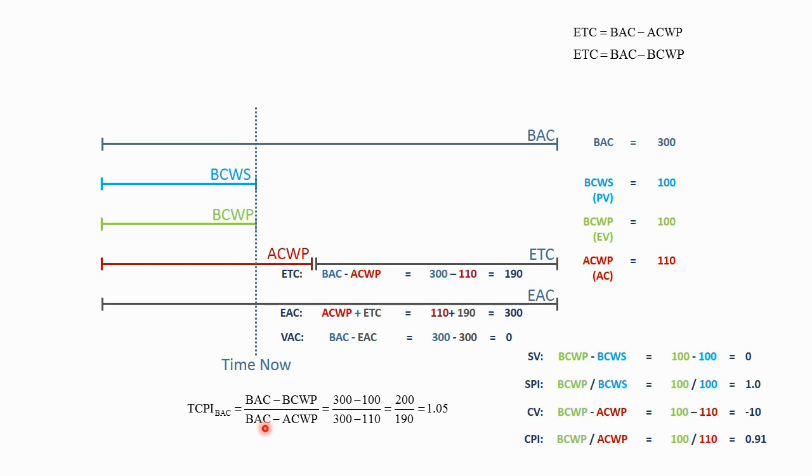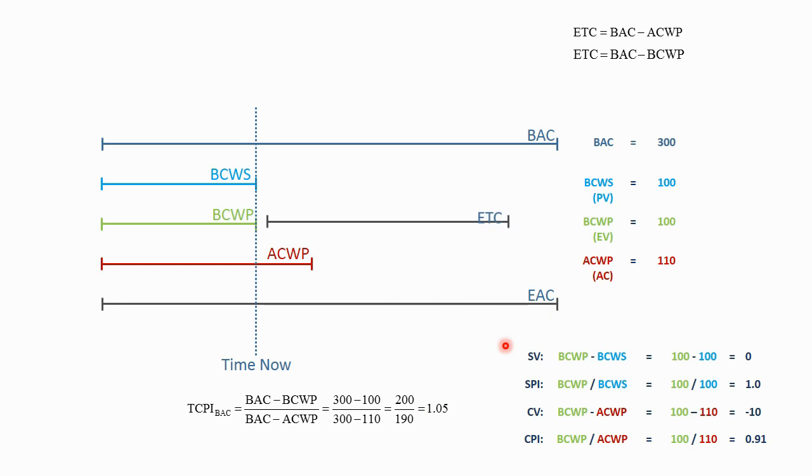The denominator is the budget at complete minus the actuals. So there's 300 hours in the budget. There was 110 hours spent. There's only 190 hours left in the budget. This to complete cost performance index based on BAC is 1.05. So this project has been performing to date at a cost performance index of 0.91. But in order to finish within budget, this project has to perform better than has been done in the past. The CPI for the remainder of the project has to be 1.05 in order to come in on budget.